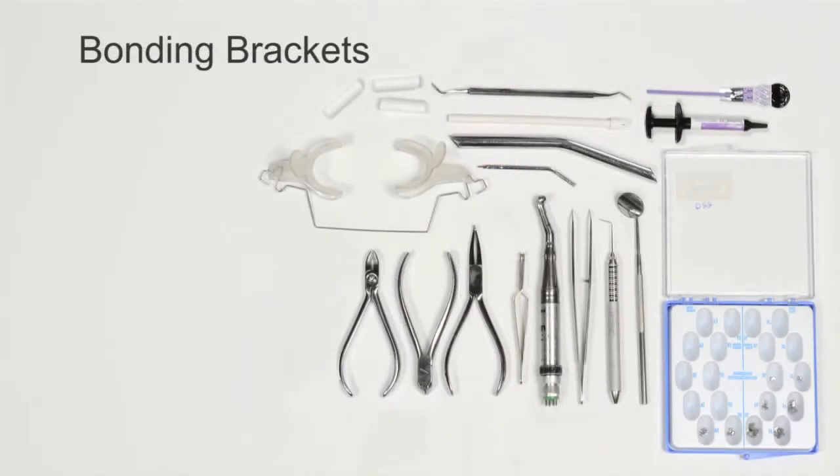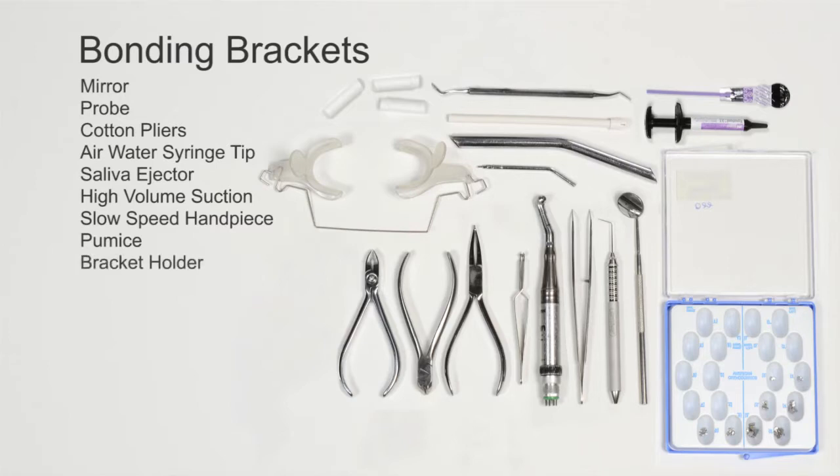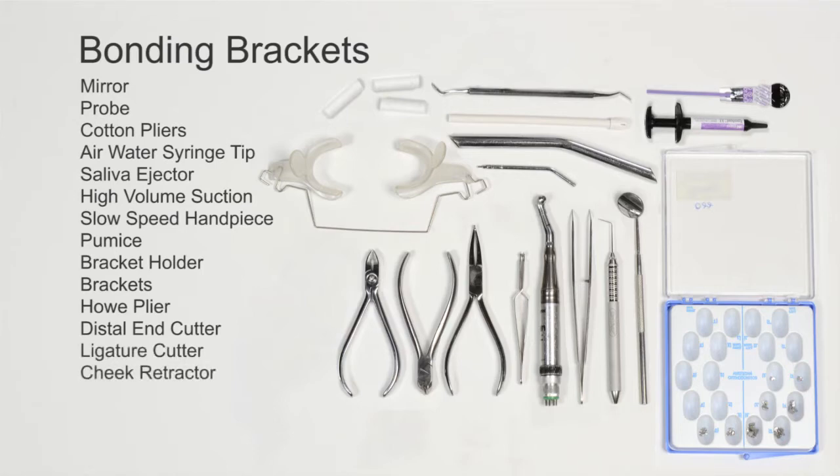The instruments required for bonding brackets include a mirror, a probe, cotton pliers, an air-water syringe tip, a saliva ejector, high-volume suction, a slow-speed handpiece, pumice, a bracket holder, brackets, a Howe plier, a distal end cutter, a ligature cutter, a cheek retractor, cotton rolls, etch and bond, and composite material. You will need to request an adjustment kit as well.